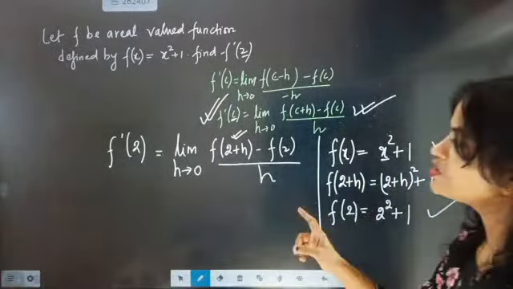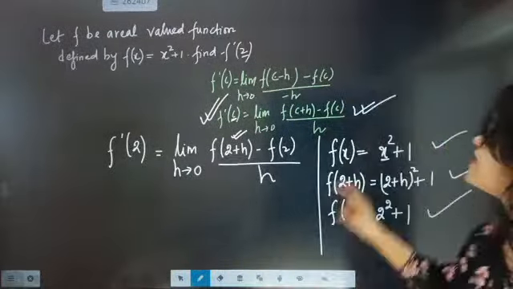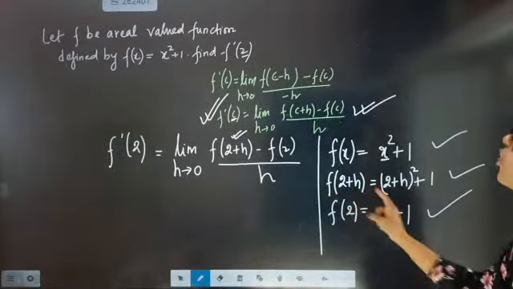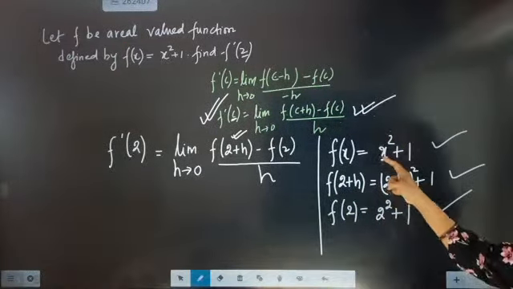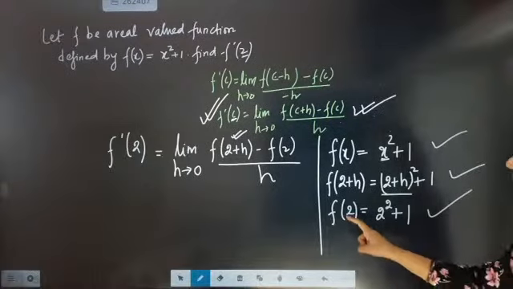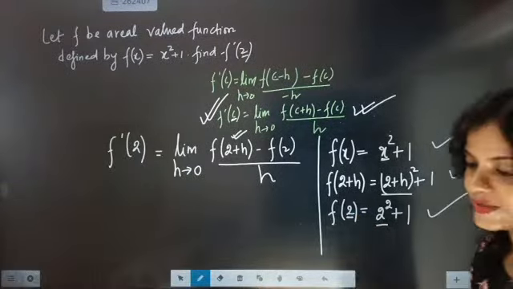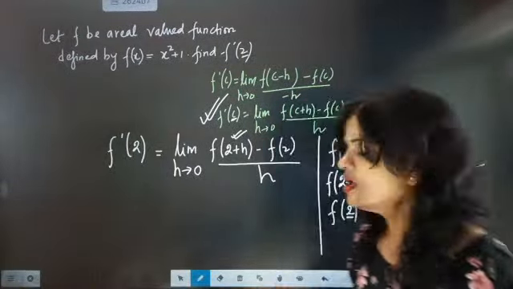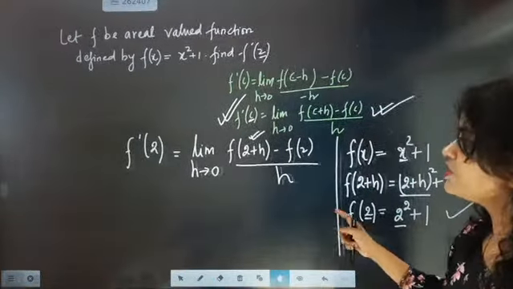I hope you have understood this part. When f(x) is x square plus 1, f(2 + h) means instead of x, you have to put (2 + h) square. Here f(2) means 2 square plus 1. Come on, give me a nod that you have understood this point.